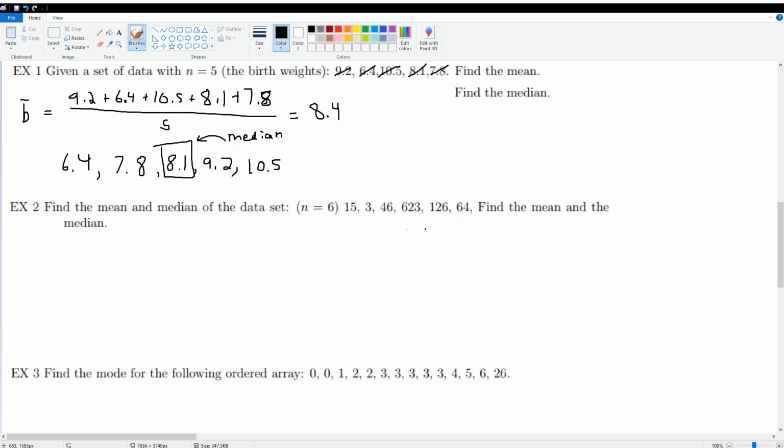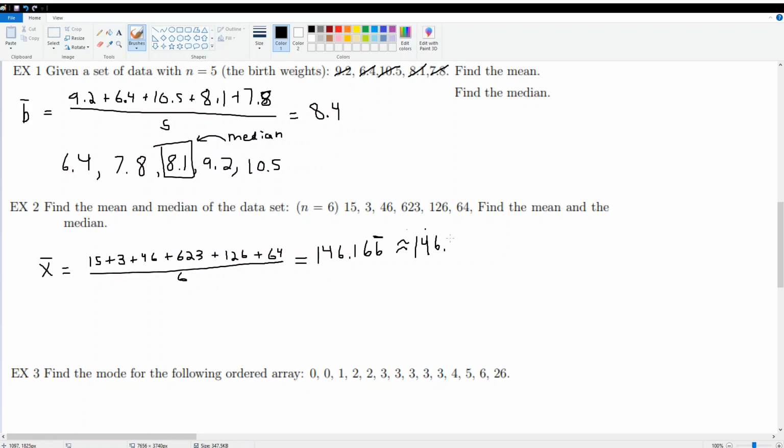Example number 2. In this case, we'll just call it X bar. This is equal to the sum of our data points. So 15 plus 3 plus 46 plus 623 plus 126 plus 64. And this we divide by our sample size of 6, which, if we pull up our calculator, gives us an x bar of 146.166 repeating. For web work, you round that to 3 decimal places. We can call it 146.167. Our median, let's sort data points again.